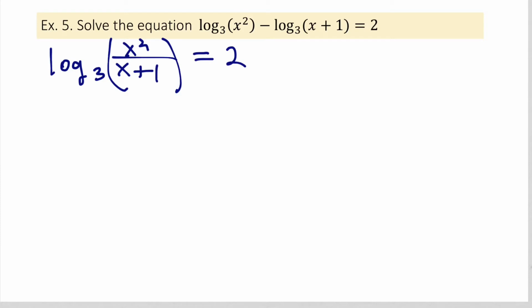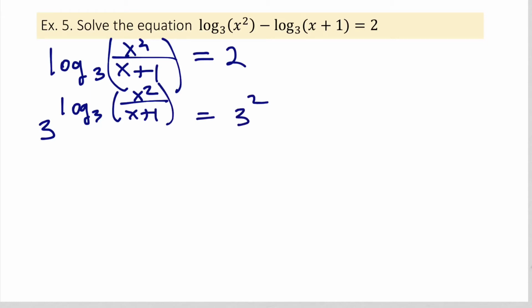And then I want to get rid of that log base 3, so I'll raise everything up by base 3. So I'll say 3 to the log base 3 of x squared over x plus 1 equals 3 squared. So that allows me to cancel out this part. So I'm left with x squared over x plus 1 is equal to 3 squared, which is 9 over 1.